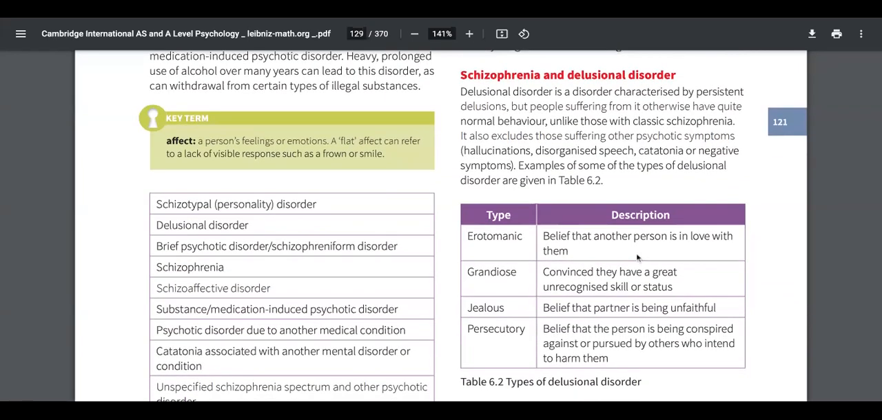So schizophrenia and delusional disorder. Delusional disorder is another type that's been given over here, number two. Delusional disorder is a disorder characterized by persistent delusions, but people suffering from it otherwise have quiet, normal behavior, unlike those with classic schizophrenia. So what's the difference between delusional disorder and classic schizophrenia? Schizophrenia can have any of those four positive symptoms and any of those negative symptoms. But delusional disorder revolves more around delusions. That's number one. And the second thing is that it is relatively less extreme than schizophrenia.